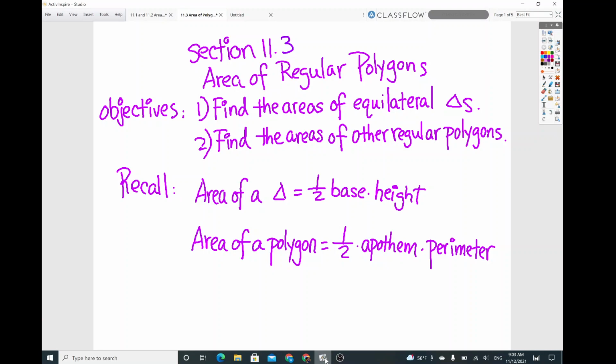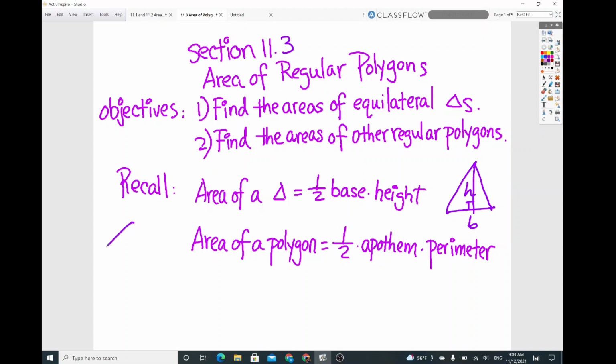So this one is basically all about the area of a regular polygon. Objective: find the area of equilateral triangles and find the areas of other regular polygons. Record that the area of a triangle is always 1/2 times the base times the height. So if you have a triangle, it's always the base times the height, and then divided by 2.